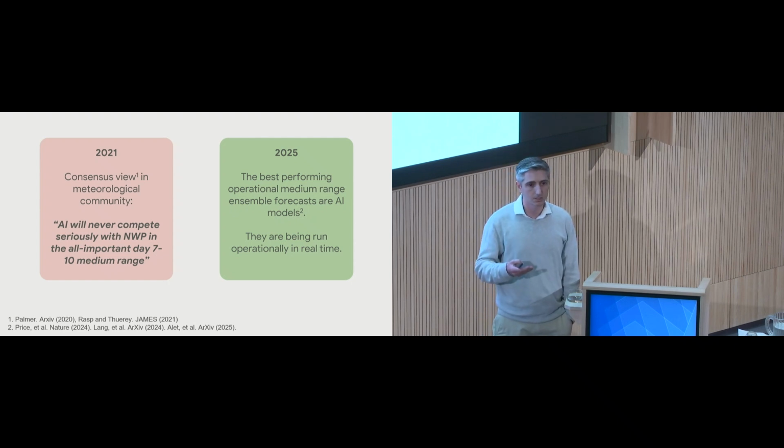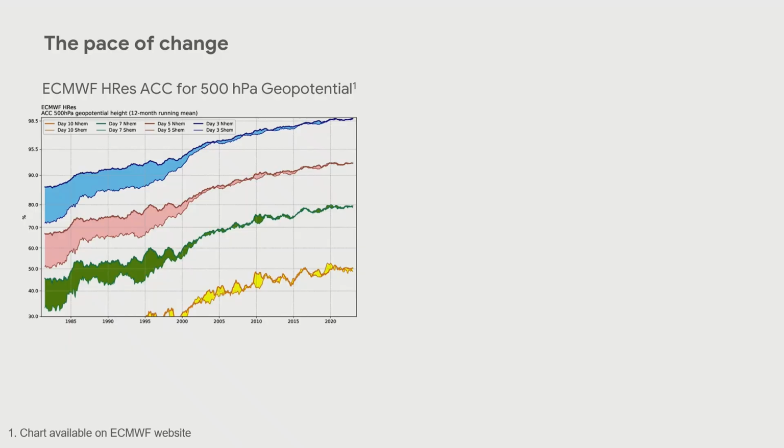And these are not just research papers, these are models that are being run in real time, being supported by weather agencies. So it's worth putting into context the pace of this change. What you're seeing on the left of the screen here is a chart that you can go find on the European Center for Medium Range Weather Forecasts, ECMWF, website. On the y-axis is the anomaly correlation coefficient for 500 hectopascal geopotential. The name of the variable is not important. What's important is that this is treated as something of a diagnostic variable for the overall quality of a medium range forecast.